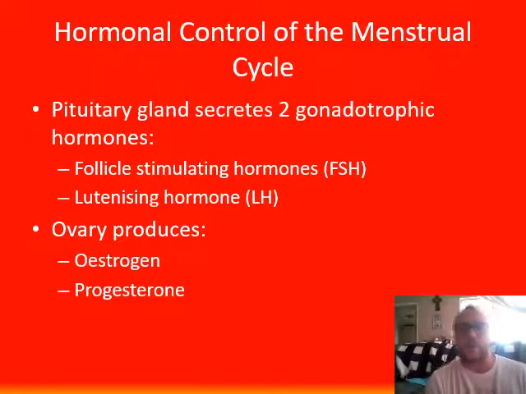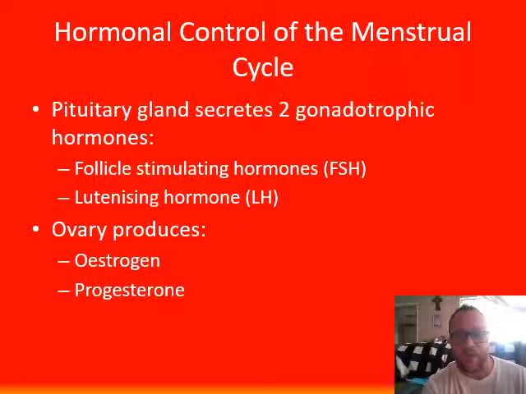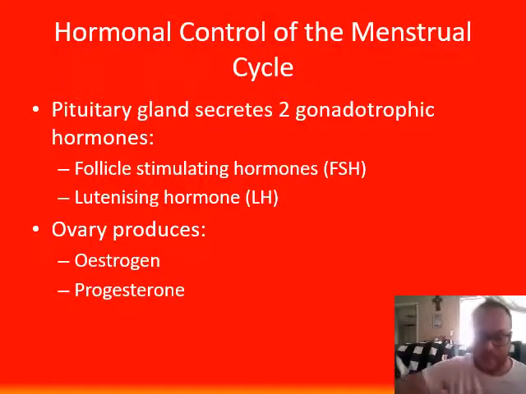So, hormonal control in the menstrual cycle. The pituitary gland releases two gonadotrophic hormones and two ovarian hormones as well. We've got follicle stimulating hormone, which produces follicles. We have luteinizing hormone, which causes ovulation. We have estrogen, which helps produce the lining, and progesterone, which helps maintain the lining.